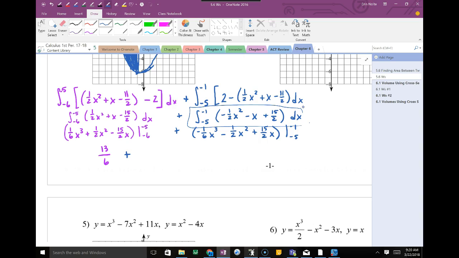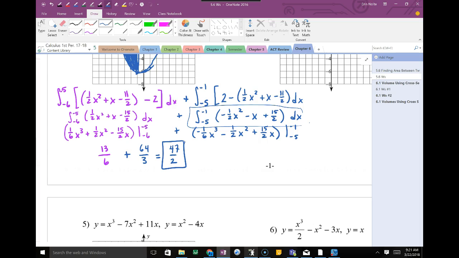So what did we get? Positive? Yeah, that's what I got. 64 thirds. I got a negative 64 thirds. Are we okay there? Okay, and then add those two numbers together and tell me what our total area is. So what is the total? Anybody total? 47 halves?